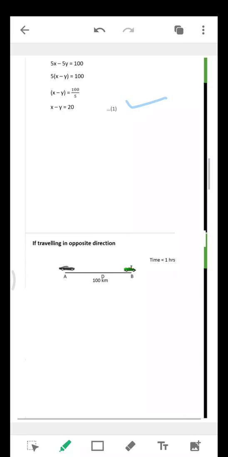Next one, this is the second case now. In the second case, I said the police and the thieves are traveling in opposite directions. They are traveling towards each other and they meet at point D somewhere. So the distance between A and B is again 100 kilometers. So what is the distance traveled by car A? Car A travels distance AD, and car B travels distance BD.